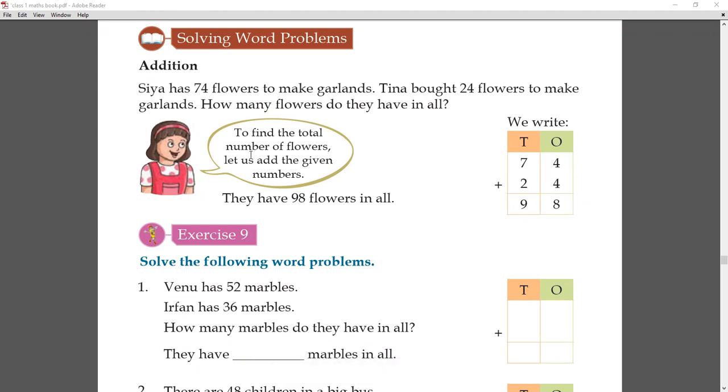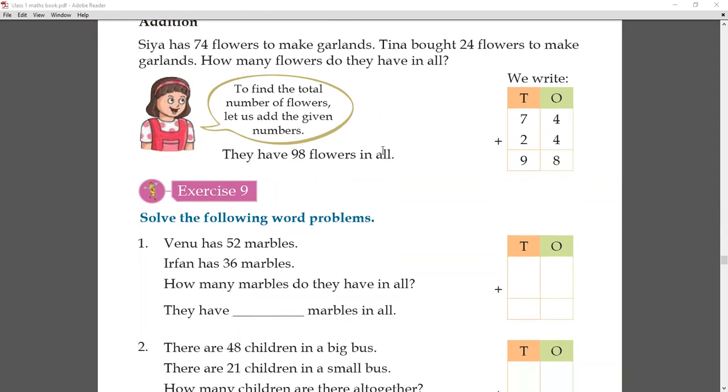To find the total number of flowers, let us add the given numbers. हमने क्या किया है? Total number of flowers को count करने के लिए क्या किया है? हमने दोनों digits को add कर दिया है. Okay, so what is our answer? 98. They have 98 flowers in all.